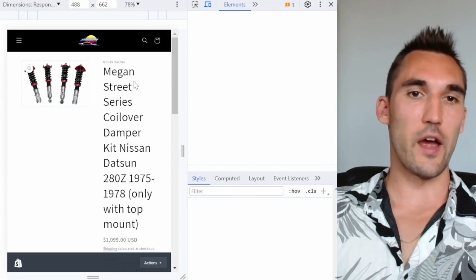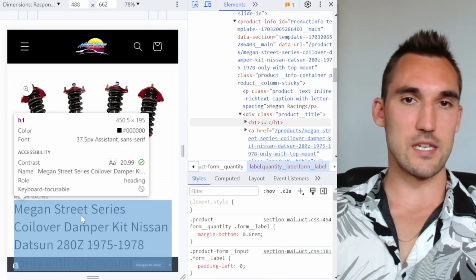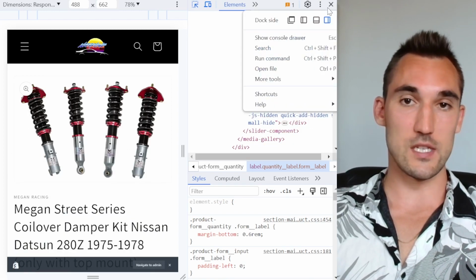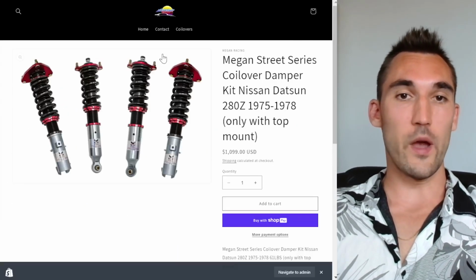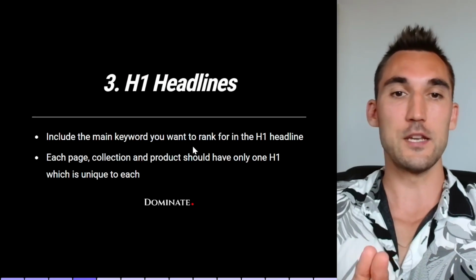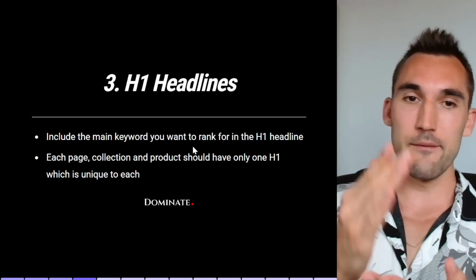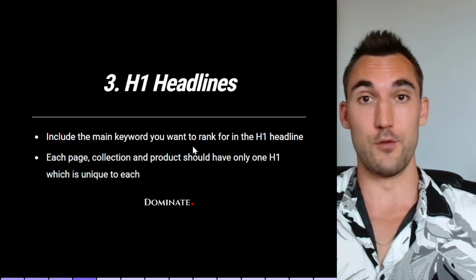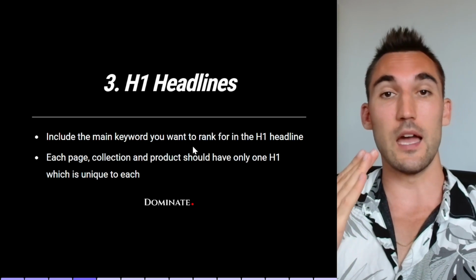So you can actually right-click, inspect, and go here. You can see here it says H1 in the top left corner of that box. That means that's an H1 headline. So this is also what Google looks at when it's deciding what a page is about. So you need to make sure you got the keyword in the H1 headline, and they need to be unique. And every single collection, category, product, and page on your website, if you want them to rank, needs to have an H1 headline with the keyword in it.